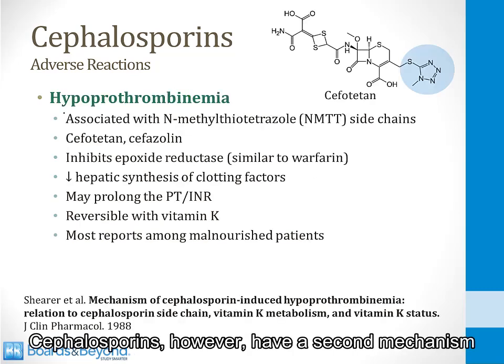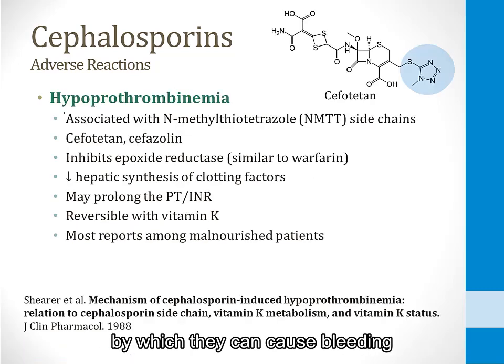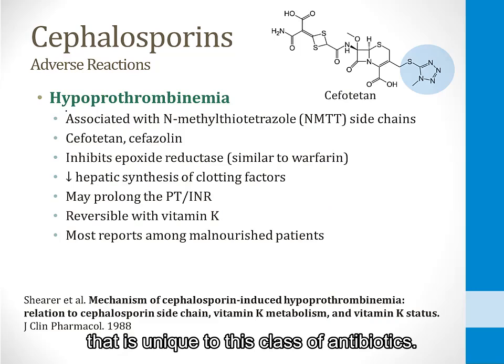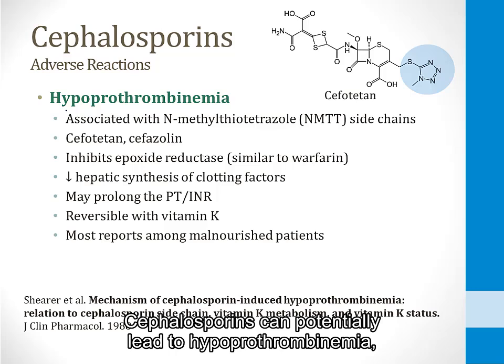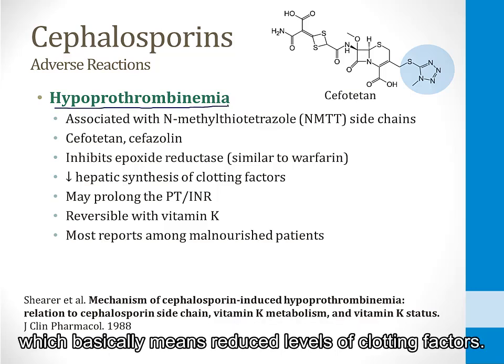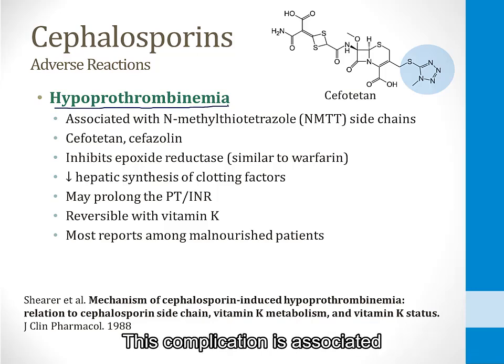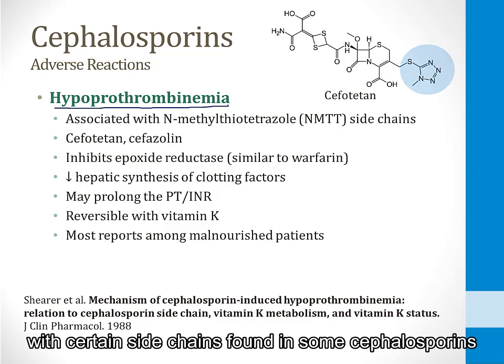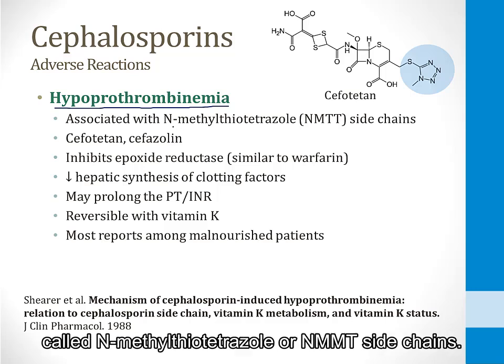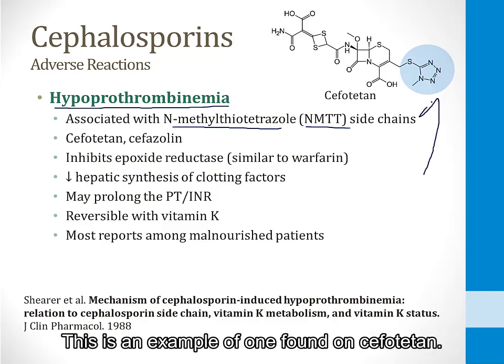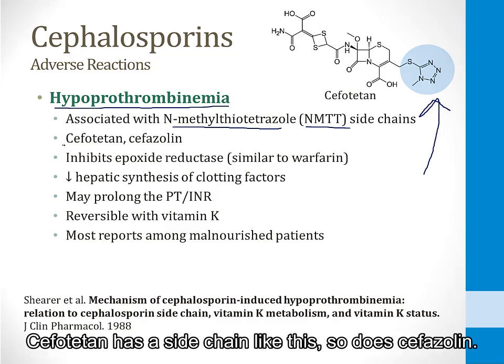Cephalosporins, however, have a second mechanism by which they can cause bleeding that is unique to this class of antibiotics. Cephalosporins can potentially lead to hypoprothrombinemia, which basically means reduced levels of clotting factors. This complication is associated with certain side chains found on some cephalosporins called N-methylthiotetrazole or NMTT side chains. This is an example of one found on cefotetan. Cefotetan has a side chain like this, so does cefazolin.